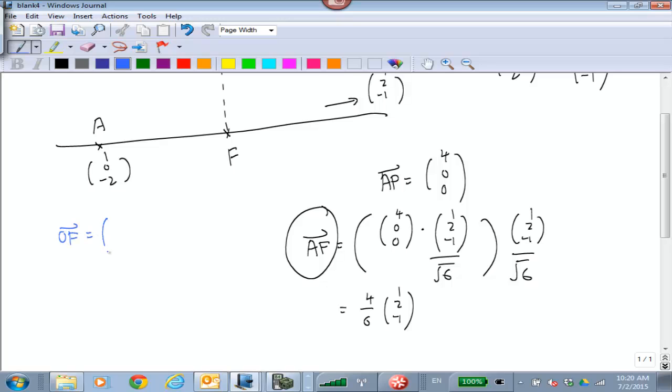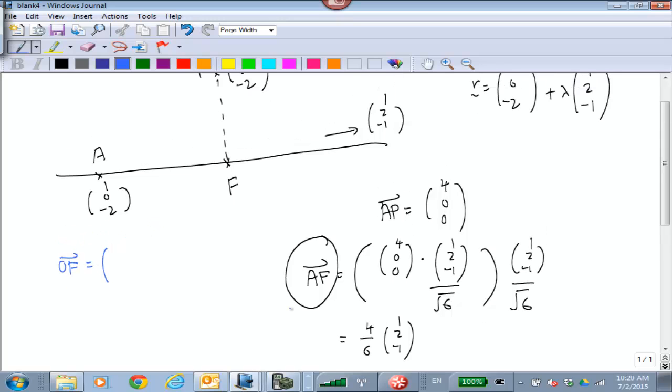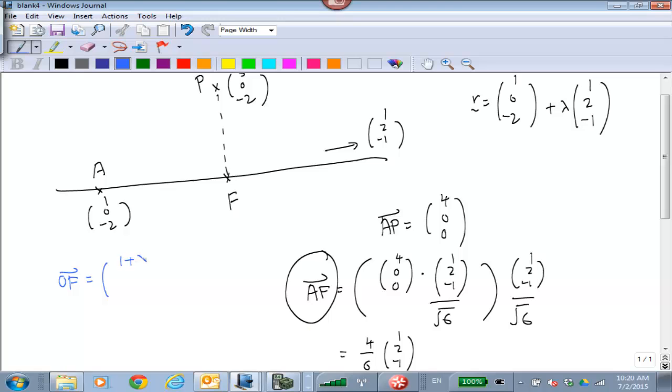I know that OF looks like this. Do you know why I immediately tell myself OF looks like this? Because F is on the line. I repeat this very important sentence: any point on the line, the position vector takes the expression of the line. You understand what I'm saying? Okay. So in order to find OF, do you agree that I just need to find lambda?